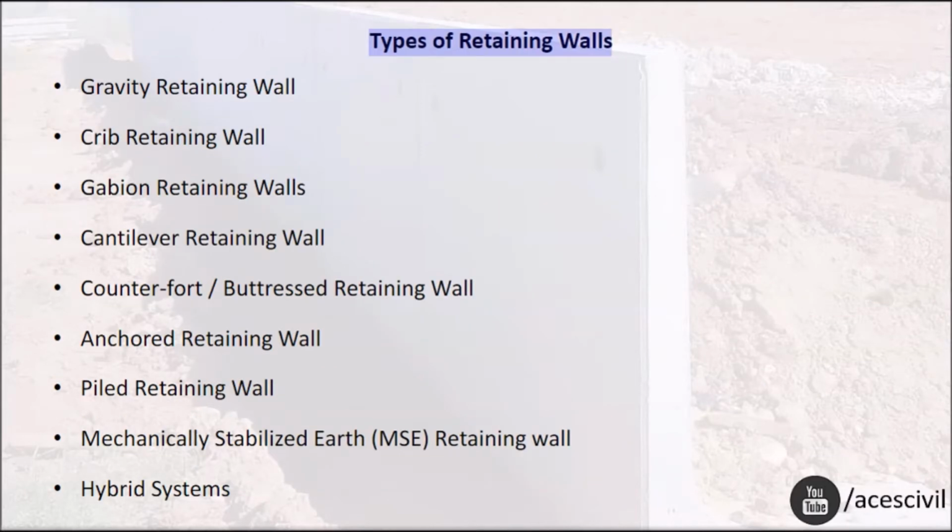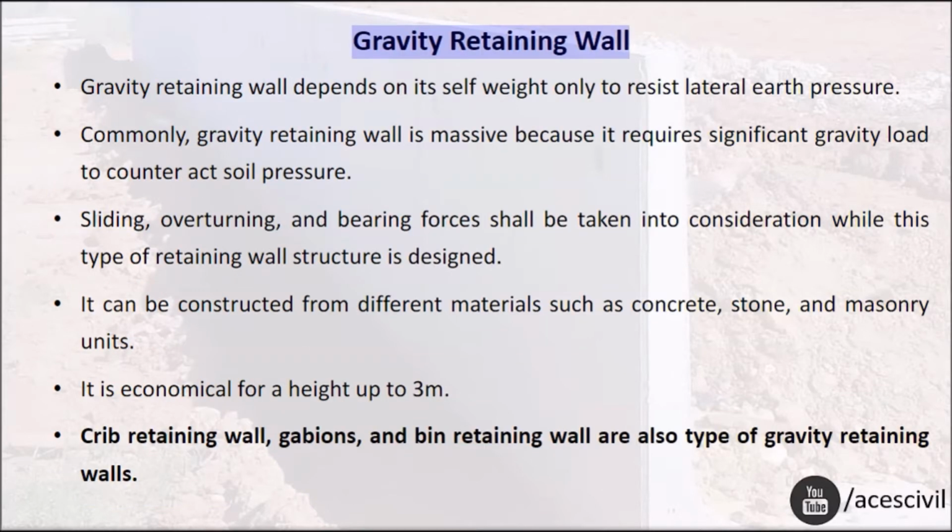Types of retaining walls: gravity retaining wall, crib retaining wall, gabion retaining walls, cantilever retaining wall, counterfort buttressed retaining wall, anchored retaining wall, piled retaining wall, mechanically stabilized earth (MSE) retaining wall. Hybrid systems. Gravity retaining wall.